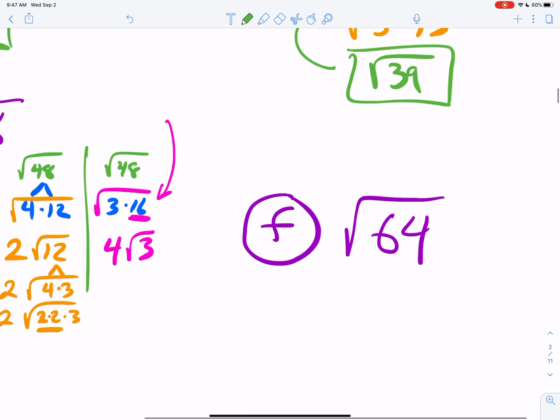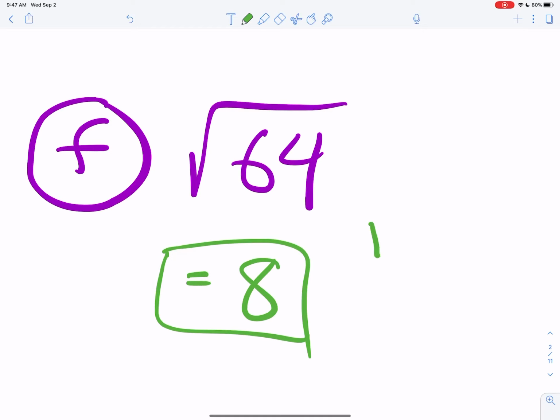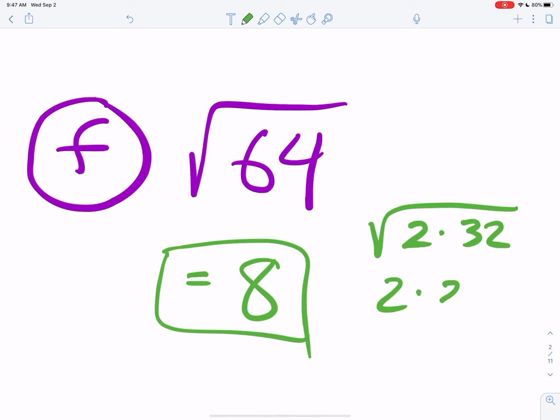All right, and here's the last one, just in case we forgot. The square root of 64. Square root of 64 is a perfect square, if you guys don't remember. But even if you break it down, it still works the same way. The square root of 64 is 8, because 8 times 8 is 64. Now, if you broke it down, I don't know, 2 times 32, 2 times 2 times 16, 2 times 2 times 4 times 4.